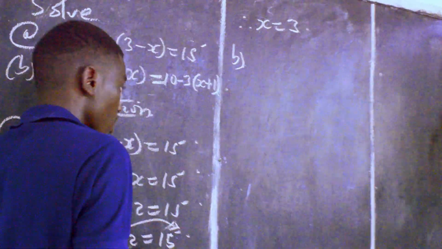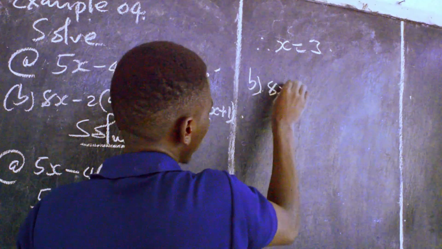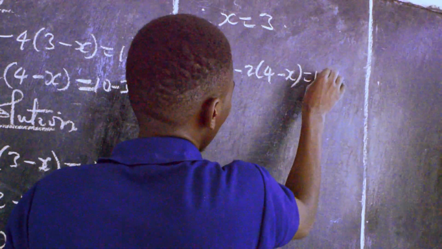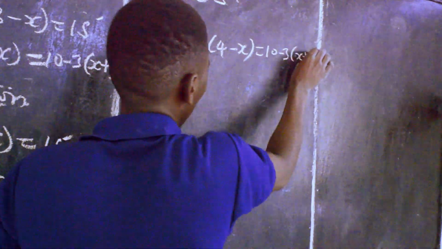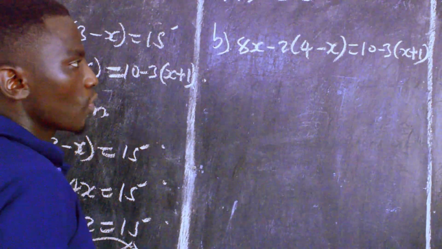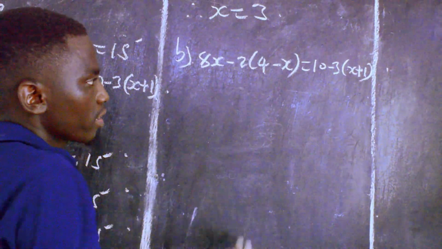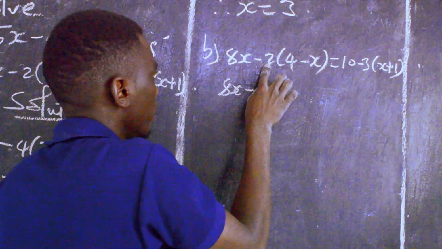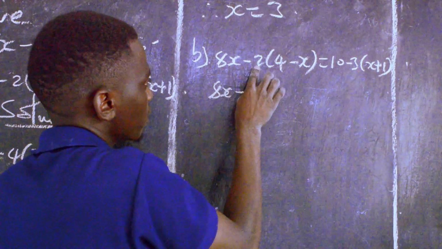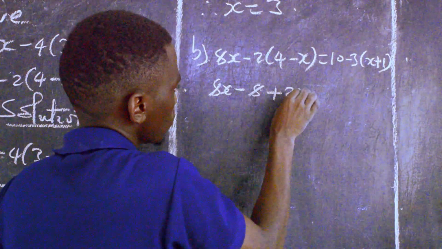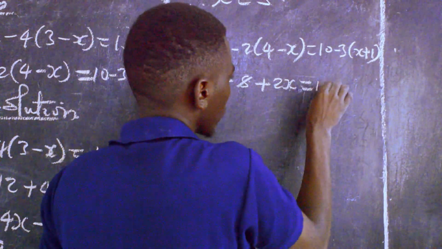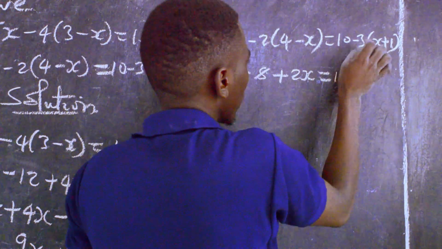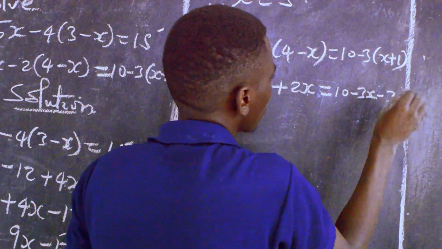Question number B. You have 8x minus 2 bracket 4 minus x is equal to 10 minus 3 bracket x plus 1. So first of all, this equation involves brackets, so you have to open the bracket. So it will be 8x minus 2 times 4, you get negative 8. Negative 2 times negative x here you get positive 2x is equal to 10. Negative 3 times x you get negative 3x. Negative 3 times 1 here you get negative 3.